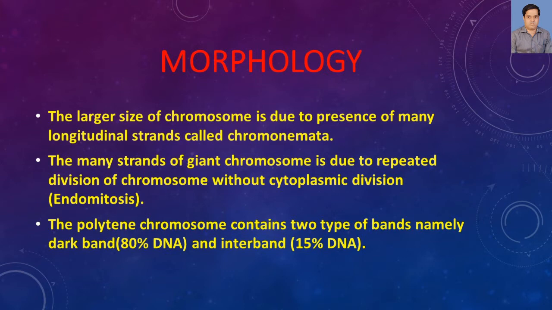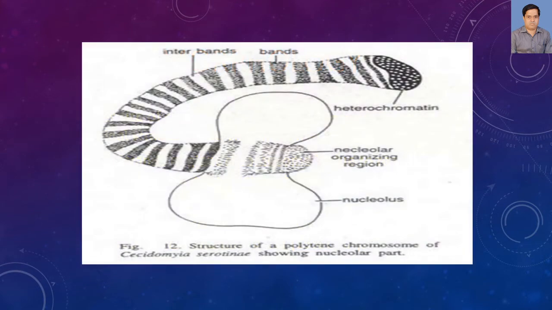The polytene chromosome also has a banded structure. It contains two types of bands: the dark band, which contains around 80% DNA, and the interband, which contains around 15% DNA. Here you can see the structure of a polytene chromosome of Cecidomyia. This is the nucleolus, and this is the interband and band, the banded structure of the polytene chromosome. At the end there is a heterochromatin structure.